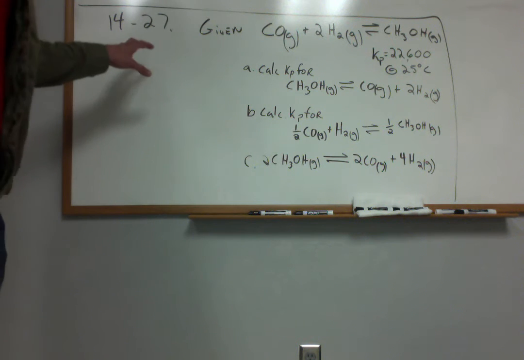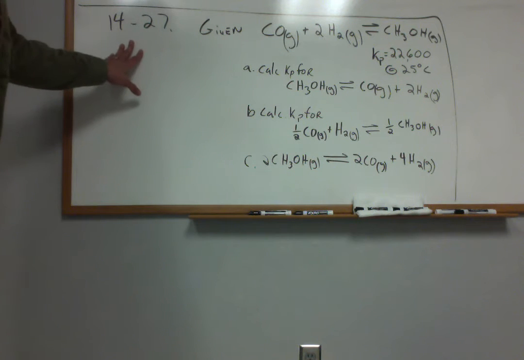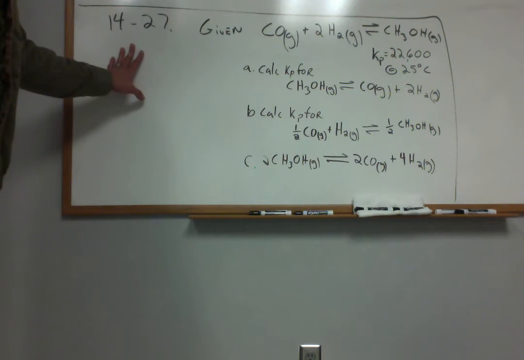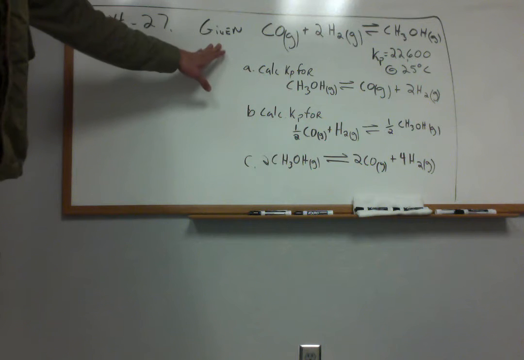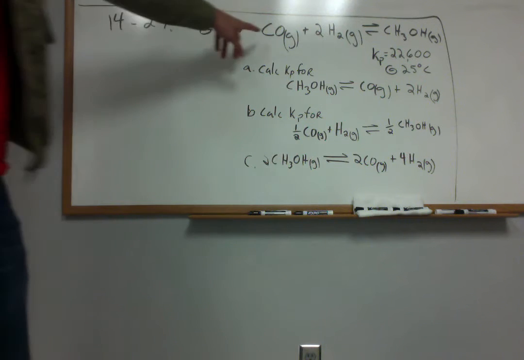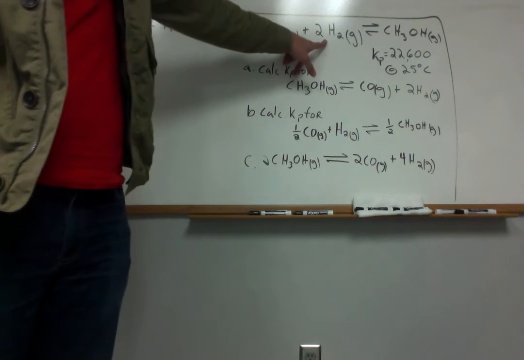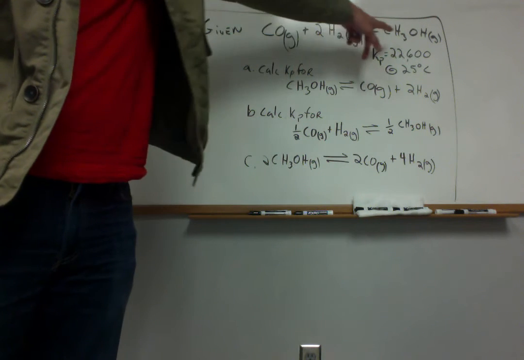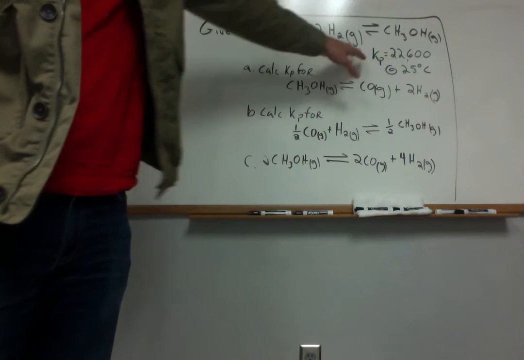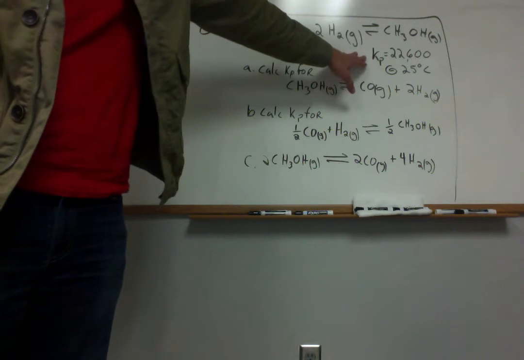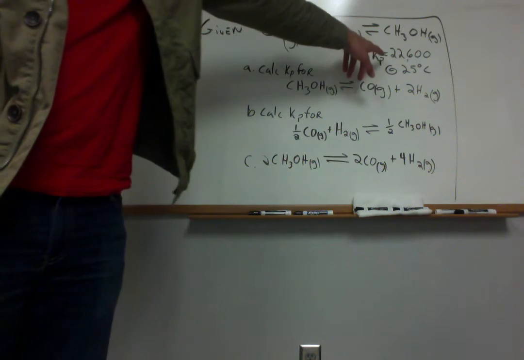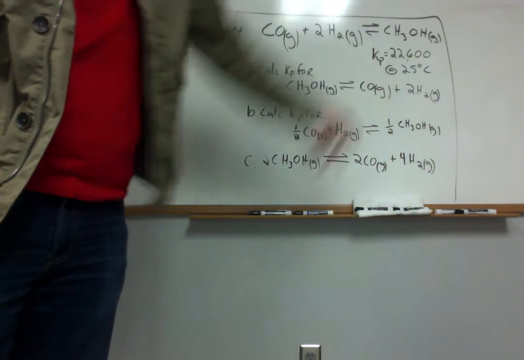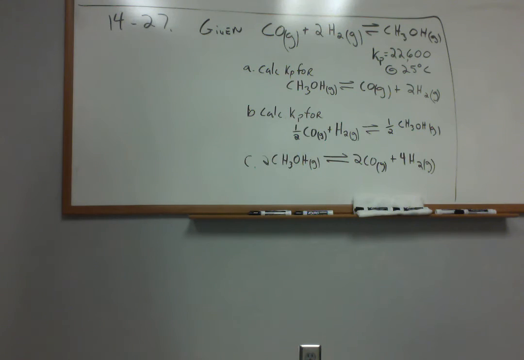Back at it with more sample problems. This is 14.27 from the end of chapter questions in your textbook. It asks, given a reaction, carbon monoxide combines with 2 copies of hydrogen to make methanol. It's a gas phase reaction, so they chose to give us a Kp rather than a Kc here. And the value of that is 22,600 at room temperature, 298 Kelvin or 25 degrees Celsius.